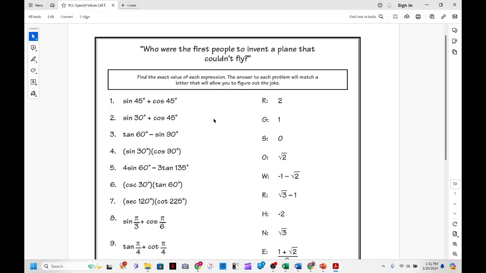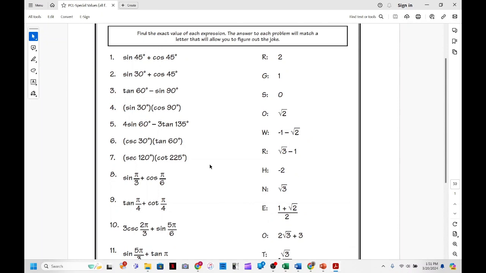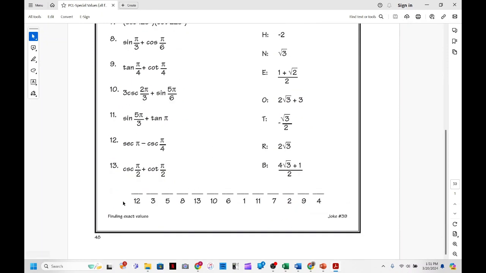So for this puzzle, we're trying to unravel the mystery of who were the first people to invent a plane that couldn't fly. So we have to find the value of all these different trig expressions down below. And then once we find the letter next to the answer that goes with that, we put that letter above the appropriate number down here. So for example, let's say I do number 13 and I find that the answer is, I don't know, R. It probably isn't, but let's just say it is. So then I would put an R in spot 13 right here. So let's see what the actual answer to this riddle is.